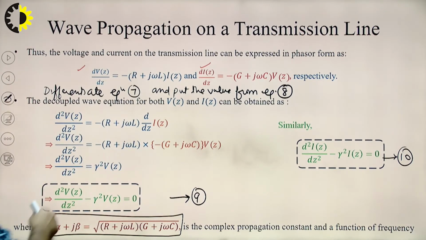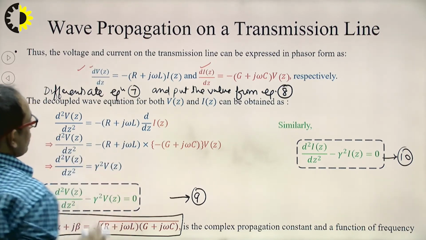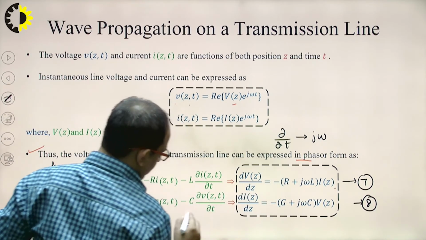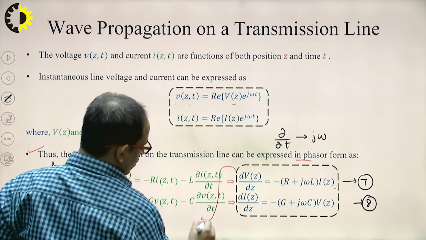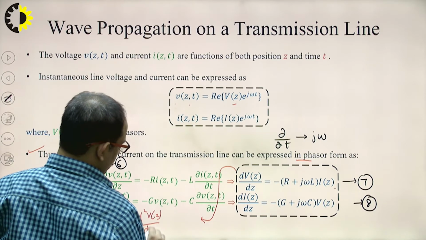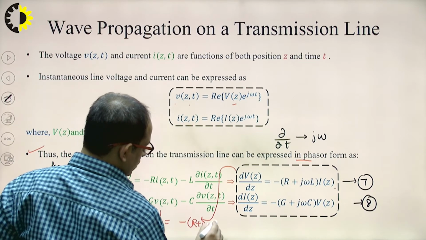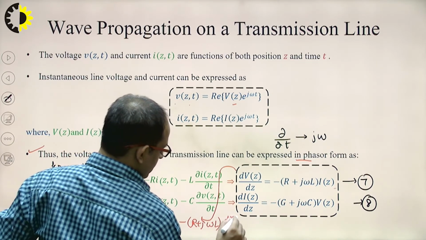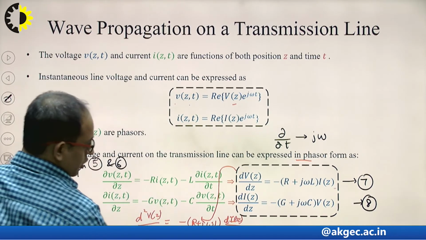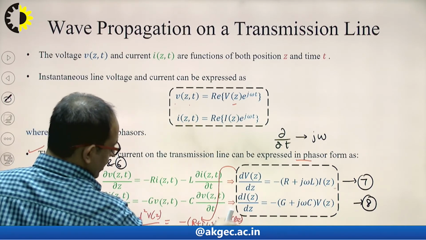Now differentiate this equation, equation number 7. When you differentiate this equation, you will get d2V(z)/dz2 equal to minus of (R plus j omega L) dI/dz. Now putting the value of dI/dz from equation number 8 to here.